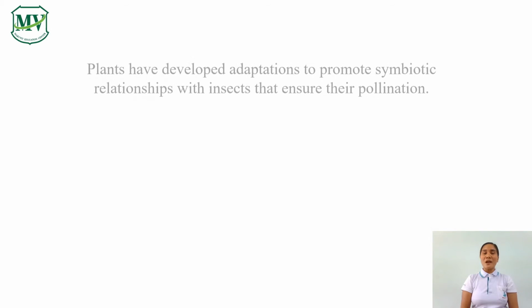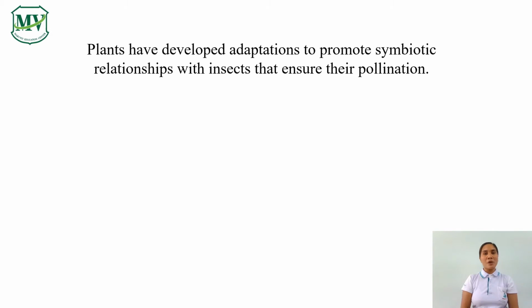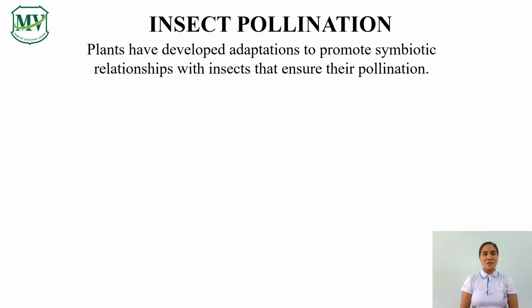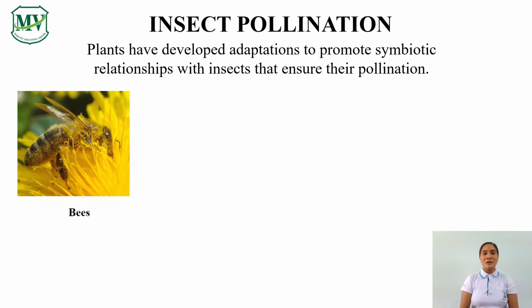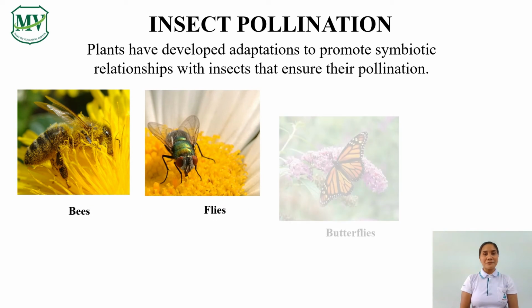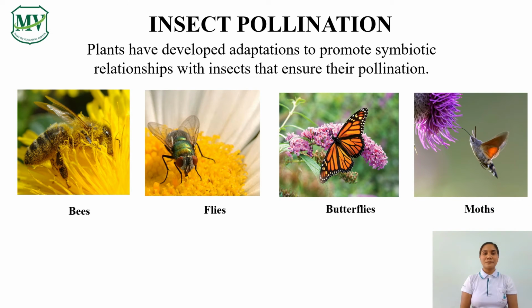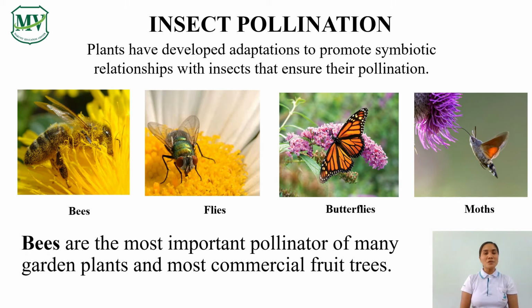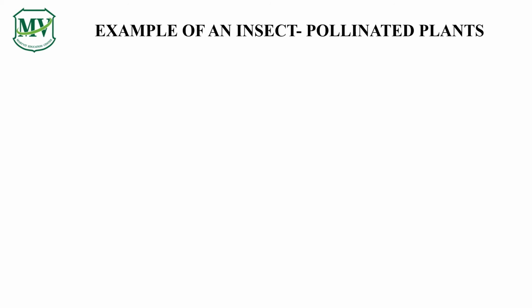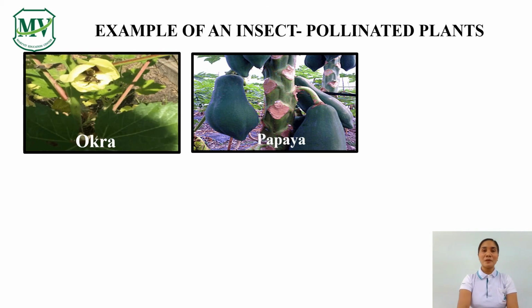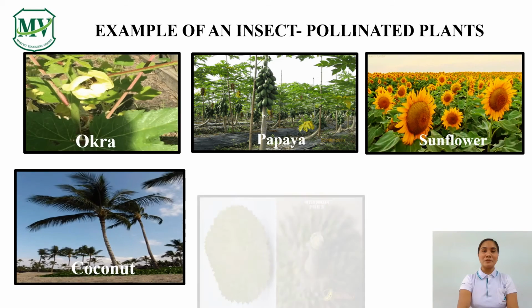Plants have developed adaptations to promote symbiotic relationships with insects that ensure their pollination. Insect pollination includes bees, flies, butterflies, and moths. Bees are the most important pollinator of many garden plants and most commercial fruit trees. Some examples of insect-pollinated plants are okra, papaya, sunflower, coconut, and durian.